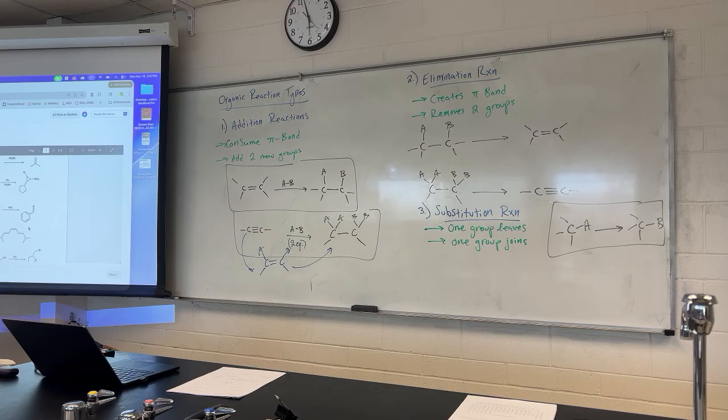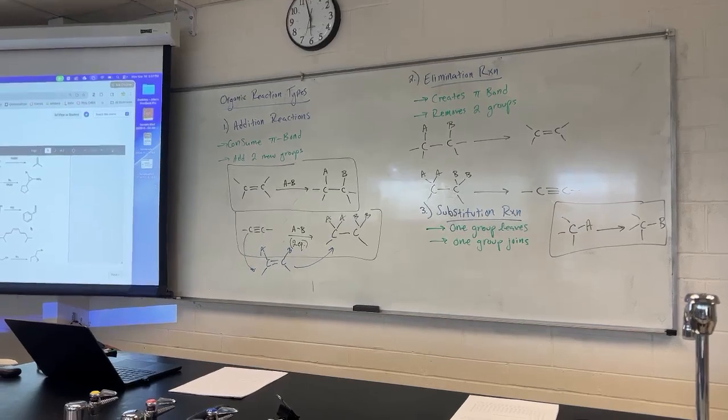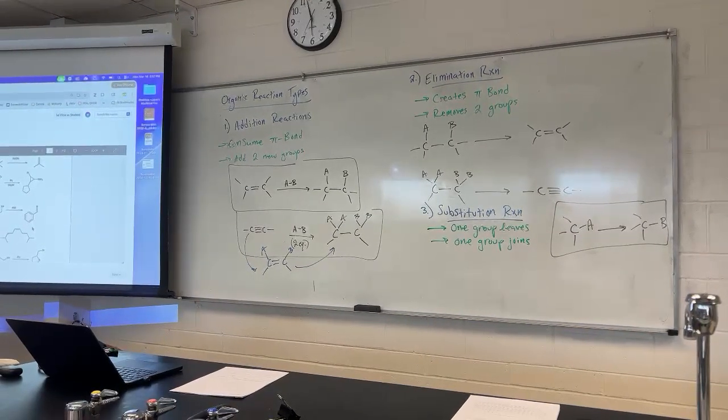Would that be substitution or addition? Are we adding hydrogen onto that? Yep. That would be addition. So then that would just be elimination of that H to form the carbon. An H on the O and an H on the carbon. Correct. Yeah, two groups left.